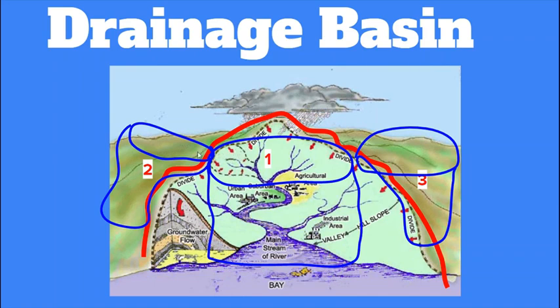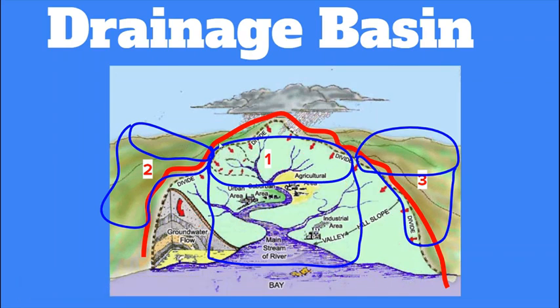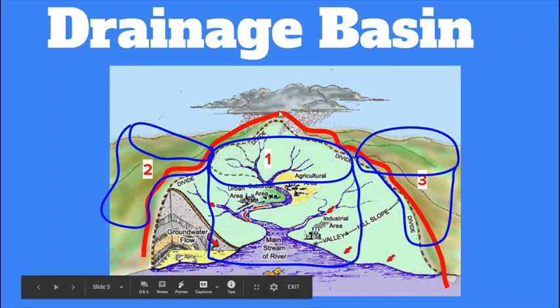At the top of the bowl, or where we have our red line here, where the water can run off into another drainage basin, we would call that area our watershed. In this diagram, it is labeled as our divide.